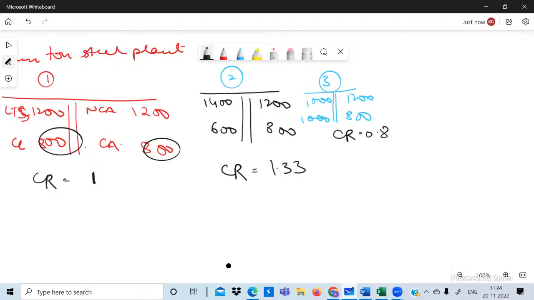Now, generally, companies would like to have a current ratio which is more than 1. Which means if I have a current liability of 1, then I have current assets which are more than 1, and I can use that to pay off my current liabilities on time. I will not struggle. I will not have a liquidity issue. So generally, the second option would be preferred.